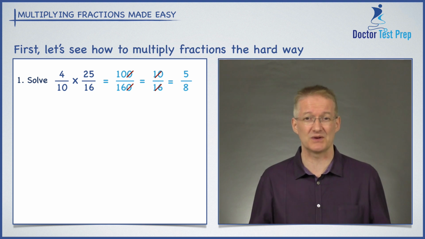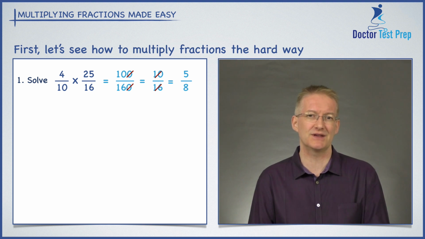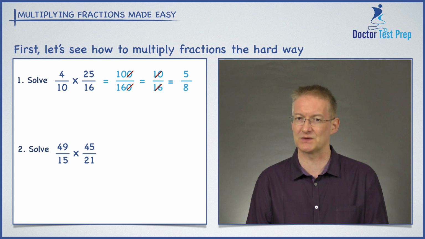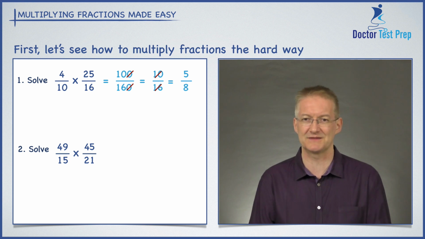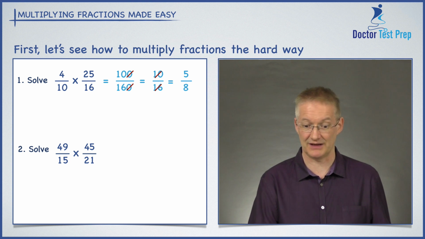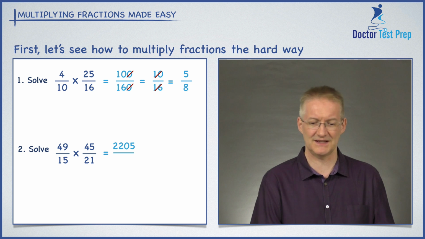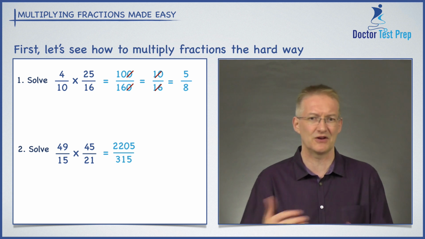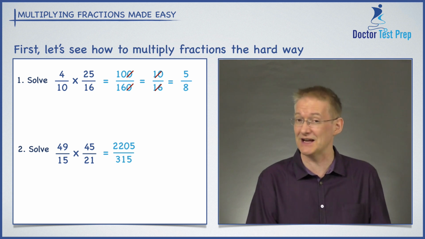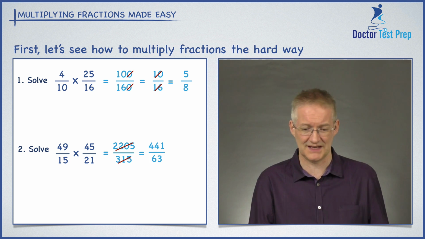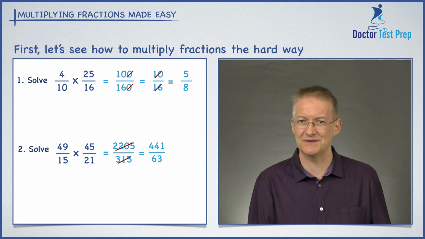Now you might be thinking, well, that wasn't too bad. But how about if you had to do that same method on this question right here, number 2, where we've got 49 over 15 times 45 over 21. Now, I wouldn't want to have to work out what 49 times 45 was. I mean, apparently I had to get a calculator for this. It's 2,205, and then 15 times 21 is 315, and then I've got to reduce this thing. I mean, I guess 5 goes into there. So I can say, well, 5 goes into 2,205 441 times, 5 goes into 315 63 times.